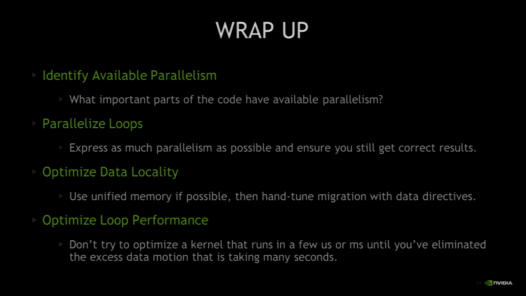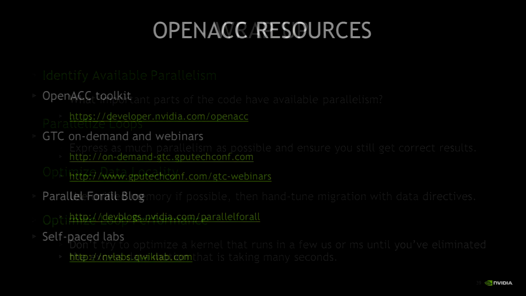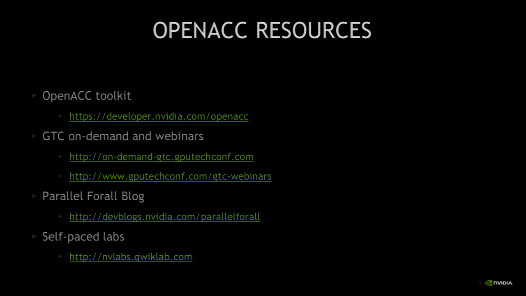So try to identify the parallelism, then port it to OpenACC. You can parallelize the loops, try to express as much parallelism as possible, and as soon as you get correct results and are running on the GPU, that's a good point to stop. Then you can continue optimizing with explicit data regions, trying to optimize for data locality, or you can also optimize the loop performance. I'll just stop here. These are all the same links that I showed in my first talk, but they are still useful for OpenACC as well.